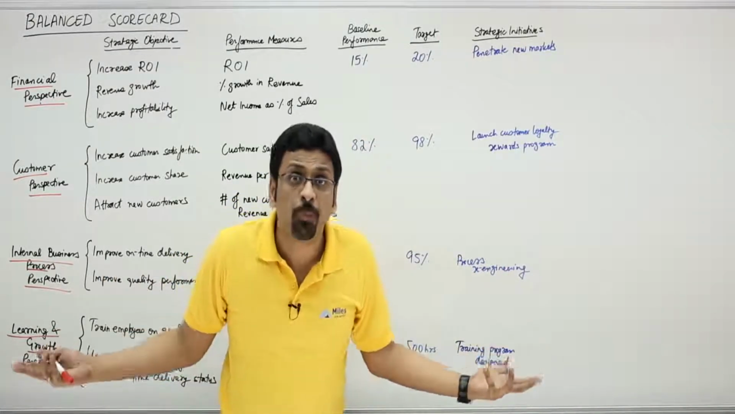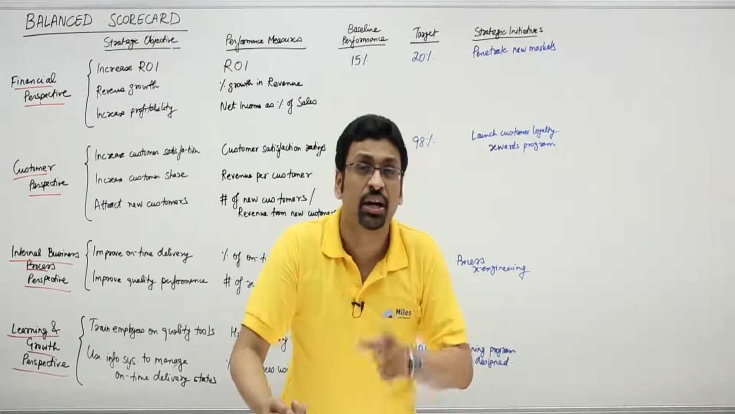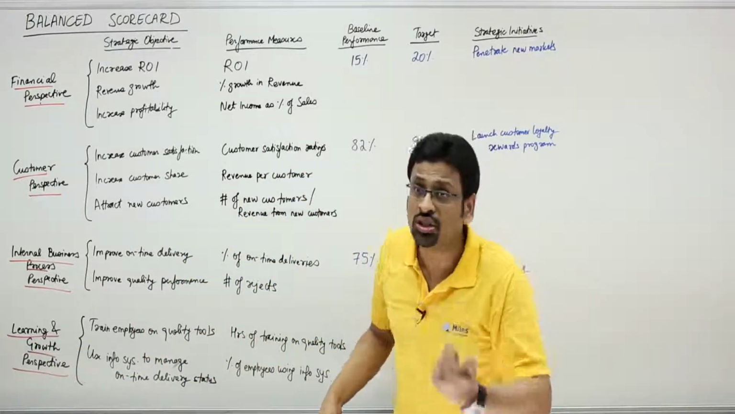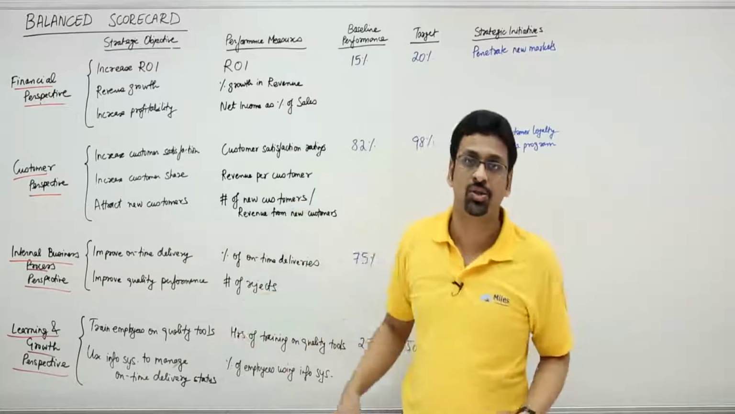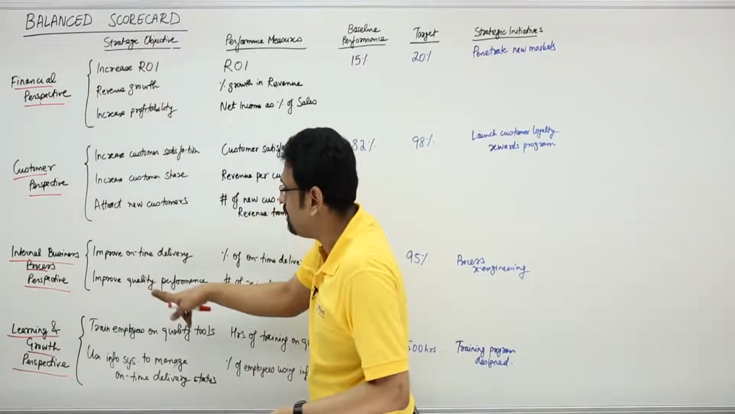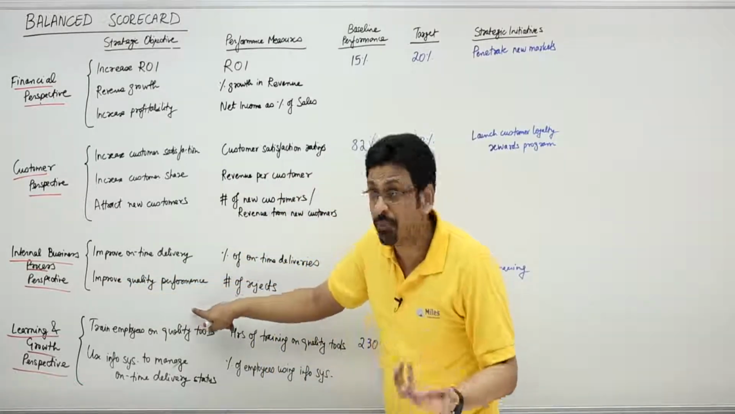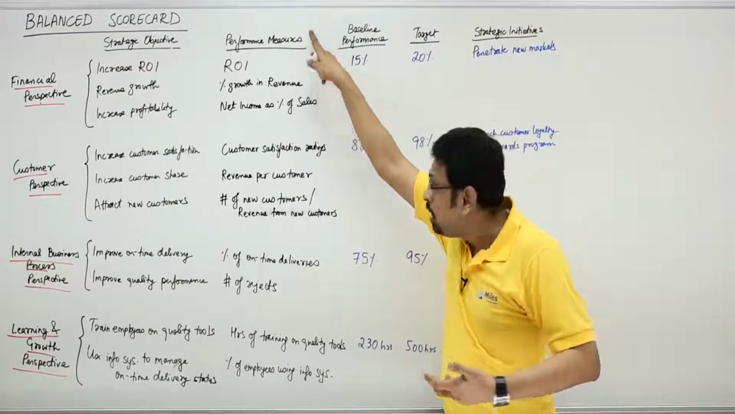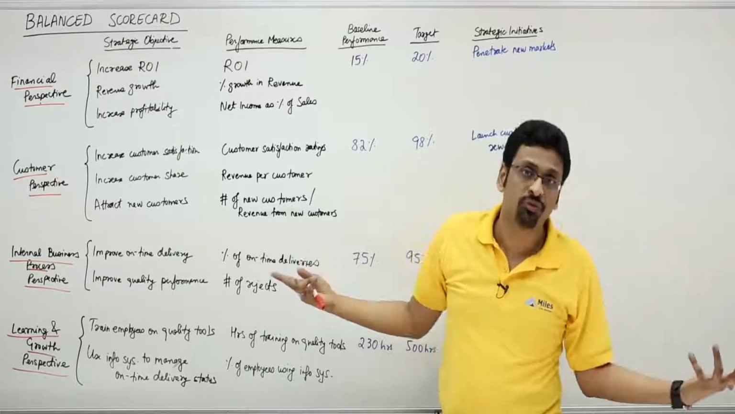You're going to re-engineer your process so as to make it more efficient, to ensure that you deliver goods or services on time to your customers. Let's say you have a strategic objective here to improve quality performance. How do you measure? By looking at the percentage number of rejections.